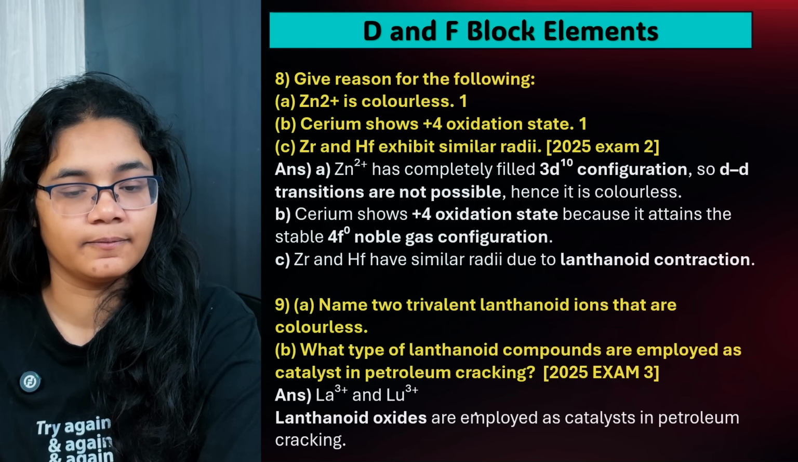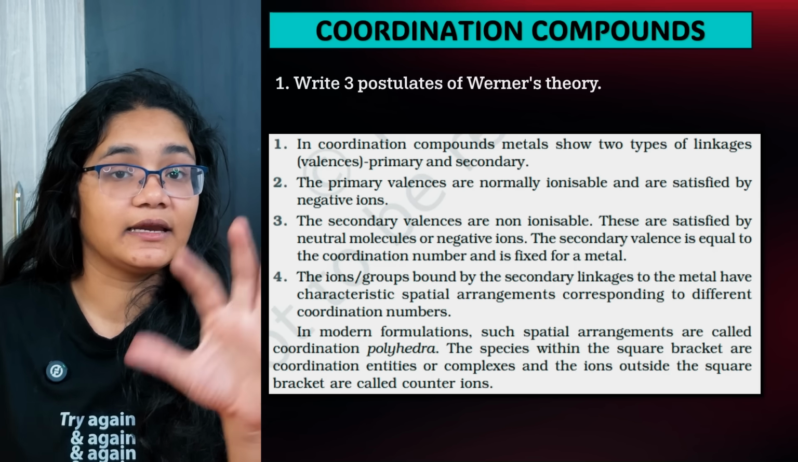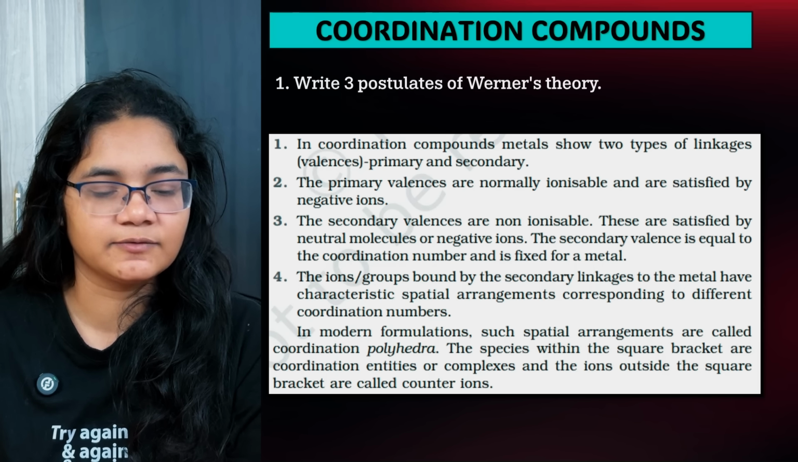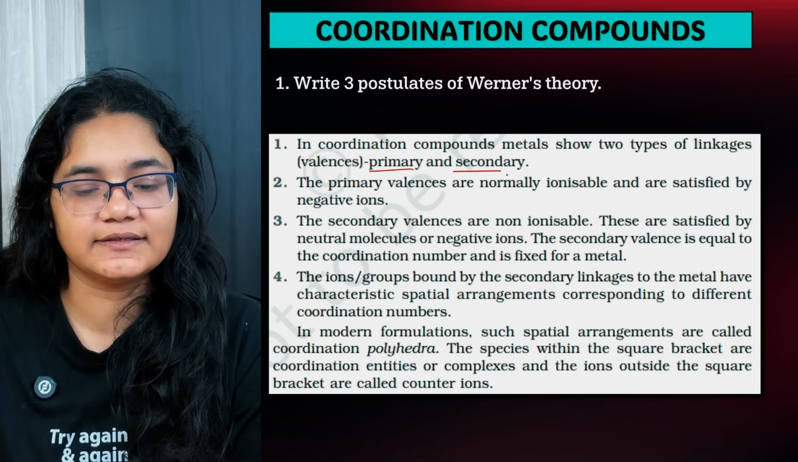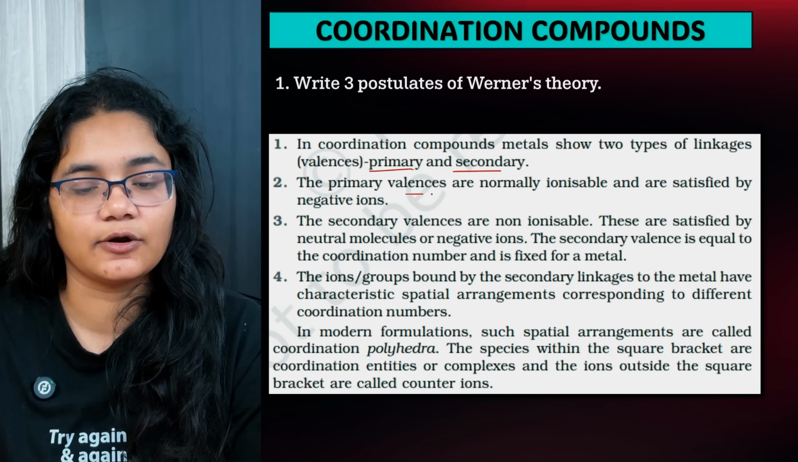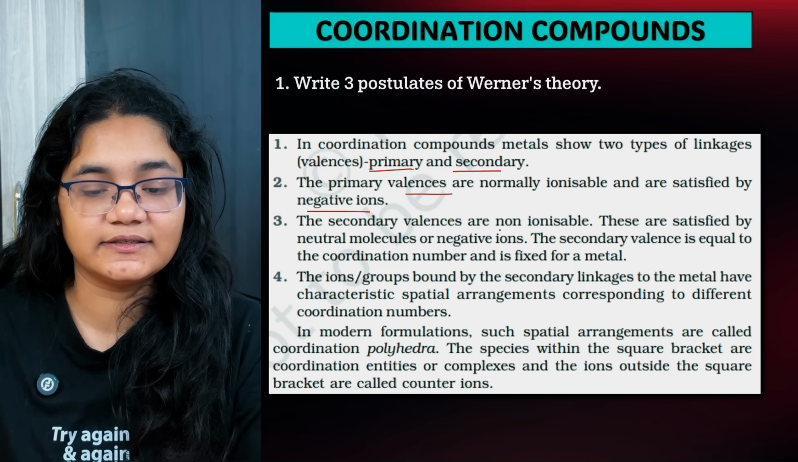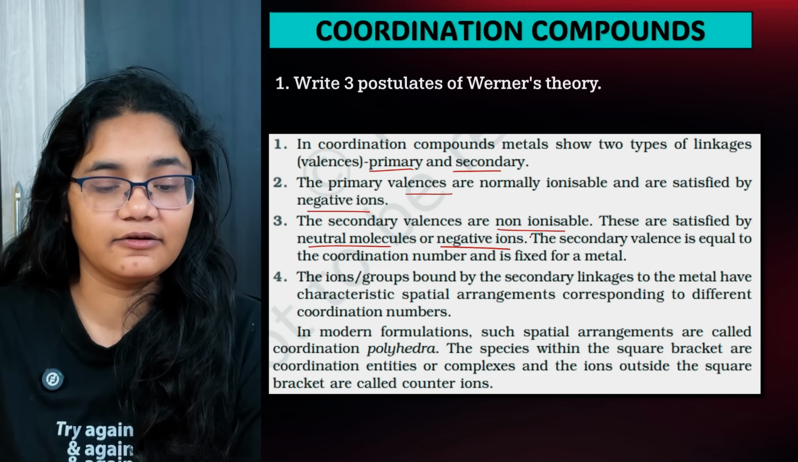Next, we will see questions from coordination compounds. So this is a 3-marker coordination compounds question. So first of all, what is Werner's theory? Its postulates, very important. It shows two types of valency, primary and secondary valencies. Primary valencies are normally ionizable and are satisfied by negative ions. Secondary valencies are non-ionizable and are satisfied by neutral molecules or negative ions.